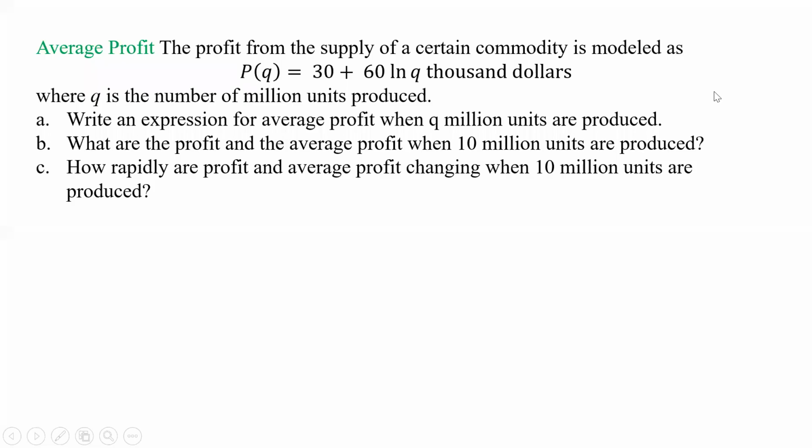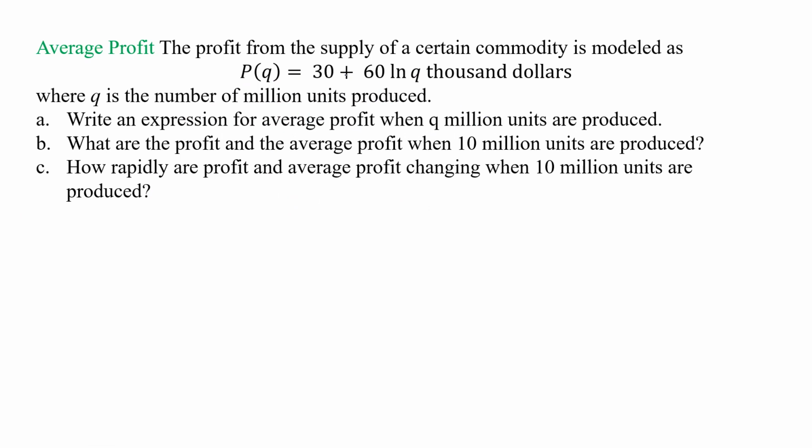All right, so here we have average profit. The profit from the supply of a certain commodity is modeled as the following function, where Q is the number of millions of units produced. So 1 million, 2 million, however many it is, it's in millions. And we want to write an expression for the average profit when Q million units are produced.